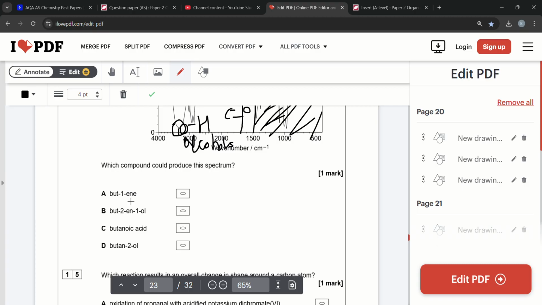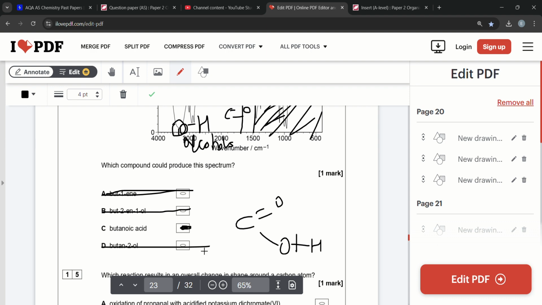Okay, so can it be but-1-ene? Definitely not, because that is not an alcohol and it's not got a C=O bond. But-2-ene-1-ol. It's got OH and it's not got C=O. Is an alcohol though. Butanoic acid, yes, because of carboxylic acid, C double bond O, OH. So definitely, and then D definitely not, because that's just an alcohol. So 14.